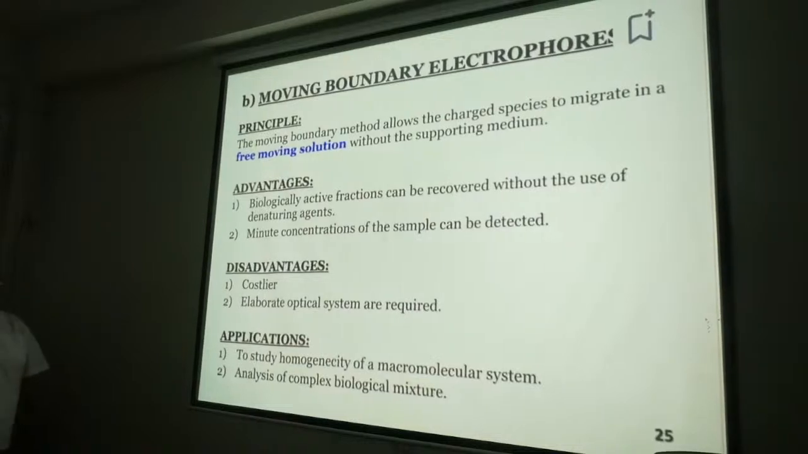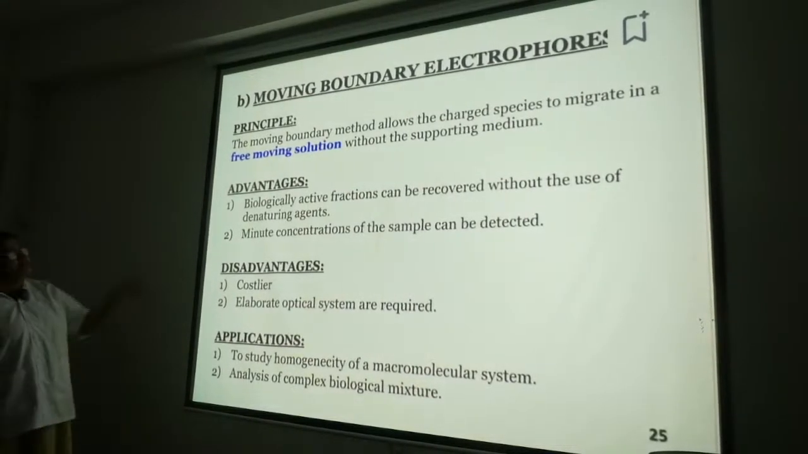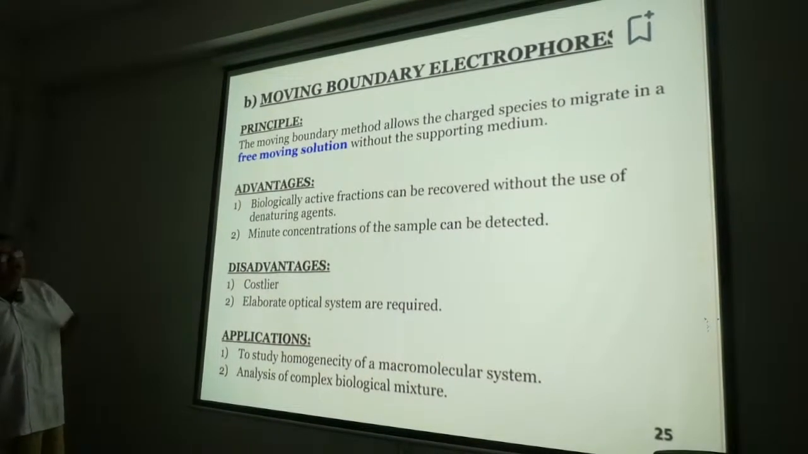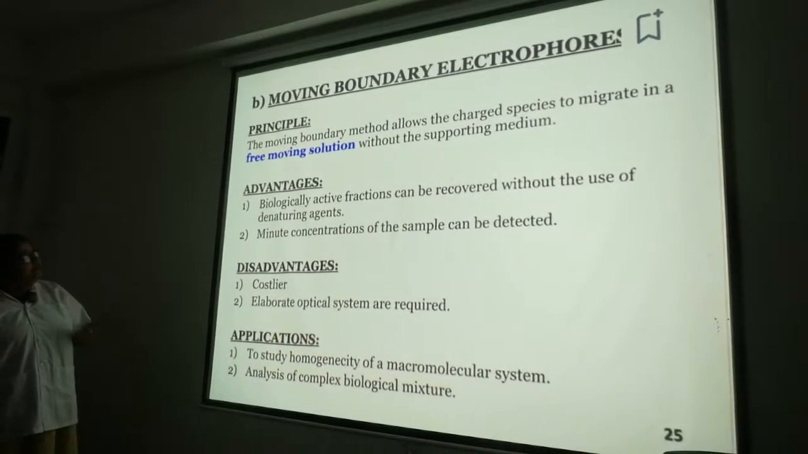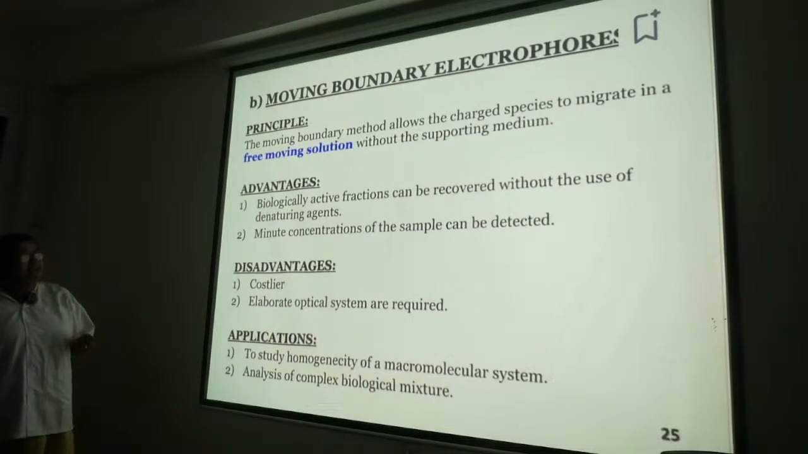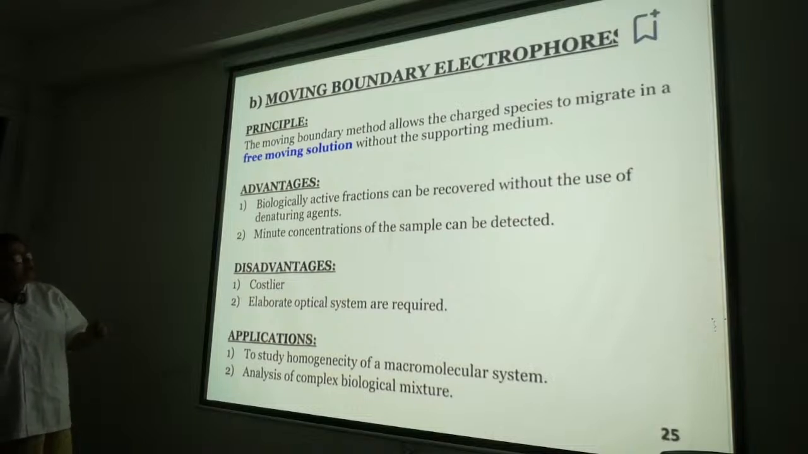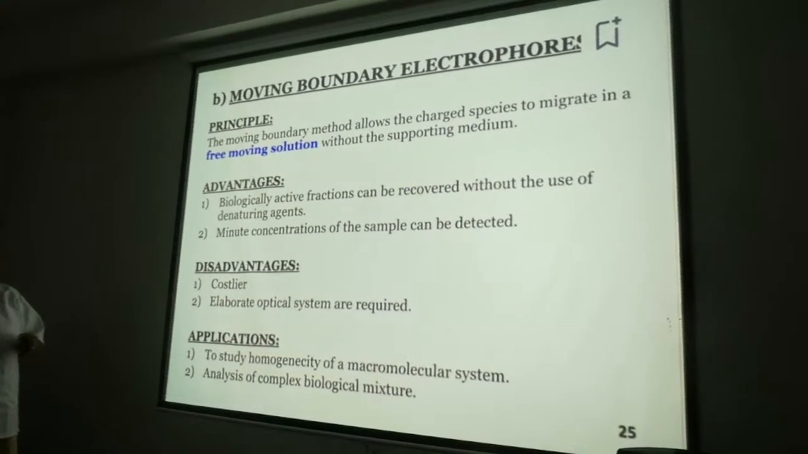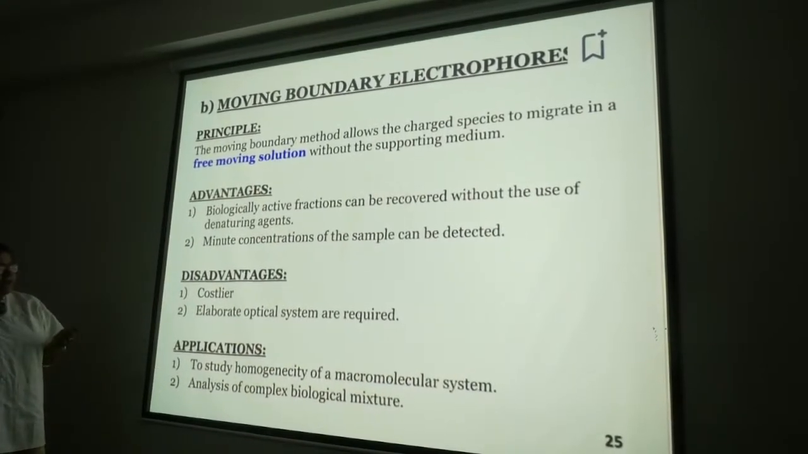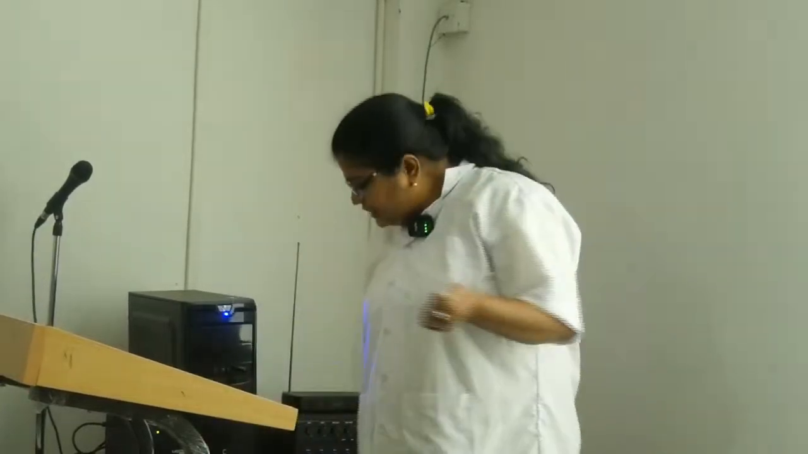pattern. Now, the next type of electrophoresis, which is the moving boundary electrophoresis. Here, the principle: the moving boundary method allows charged species to migrate in a free moving solution without the supporting medium. Advantage: biologically active fractions can be recovered without the use of denaturing agent, and minute concentration of the sample can be detected. Disadvantage: it is costlier and an elaborate optical system is required. Application: to study the homogeneity of a macromolecular system, and analysis of complex biological mixture.